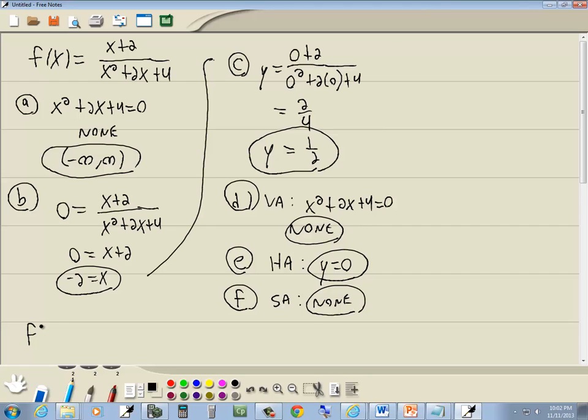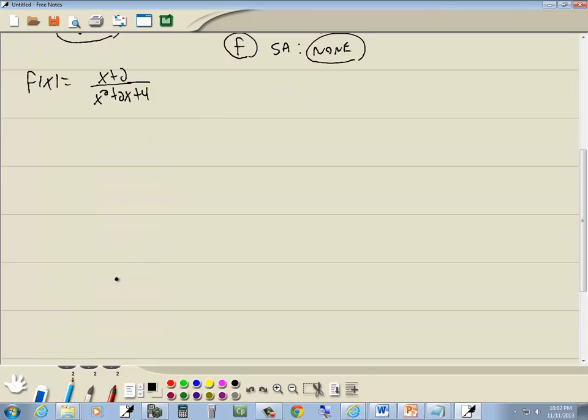Let's see, so we got f of x is equal to x plus 2 over x squared plus 2x plus 4. We're ready for increasing, decreasing, and our mins and maxes. So let's find the derivative of this. This will be the quotient rule. Top part is our p, the bottom part is our q. We need p prime. The derivative of x plus 2 is 1. We also need q prime. The derivative of x squared plus 2x plus 4 is 2x plus 2.